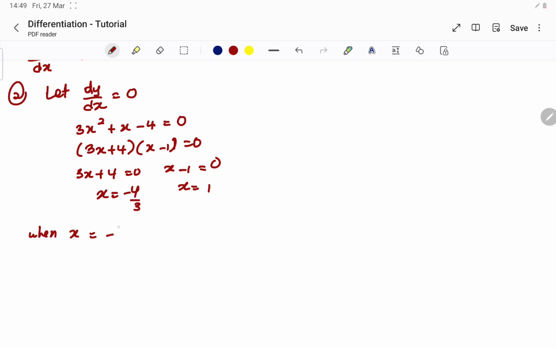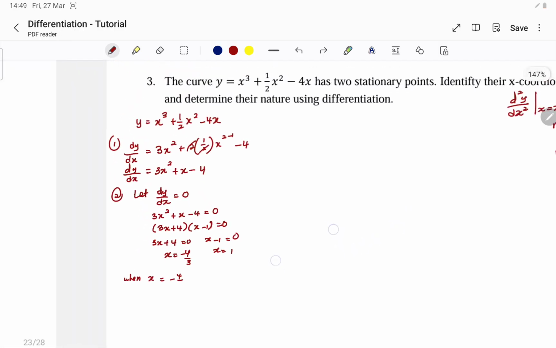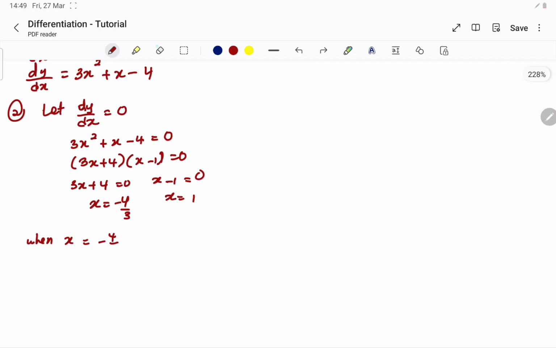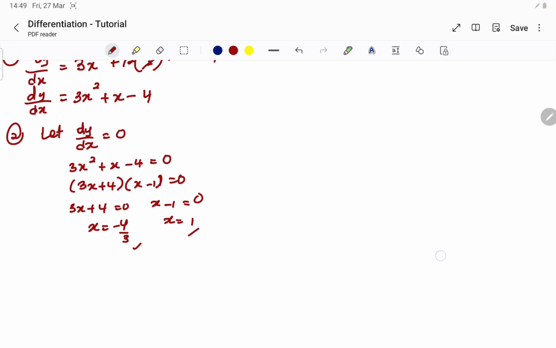So when x is equal to negative 4 over 3, they only ask us to find the x coordinate, right? Then there's no need to find the point, just the x coordinate. So from this we already have two x coordinates, which are negative 4 over 3 and also 1. Then we have to check whether it is a minimum point or a maximum point.